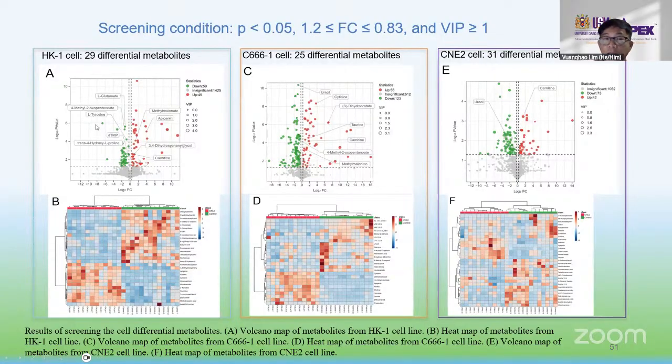Across the three NPC cell lines, numerous metabolites show significant alteration. Some metabolite changes were common across all three lines, whereas others were cell line specific, so it depends on the cell line itself. These altered metabolites provide valuable insight into the biochemical mechanisms through which the plant extract, in this case of Clinacanthus nutans, shows its anti-cancer effects. So this may serve as a potential marker for treatment response in the future.